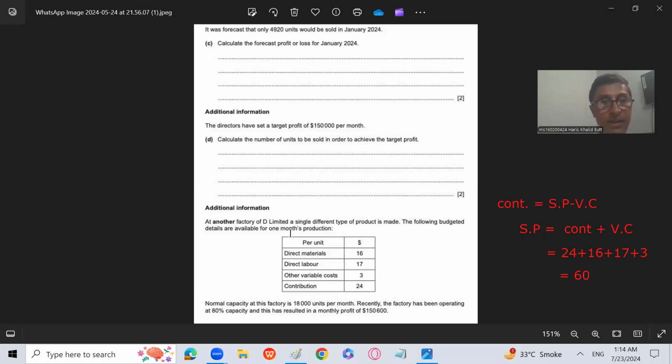So CD we have done, but this additional information we need. That's why I have gone for this calculation over here, because it includes contribution also. Remember that it is 24. Direct material is 16. Remember that. Direct labor is 17. Remember that. And 3 is other variable costs. If you want to take a pic of this, you can, because I have to look for the next page also, for what is the requirement of the question. And 60 is the selling price. So let's move forward.